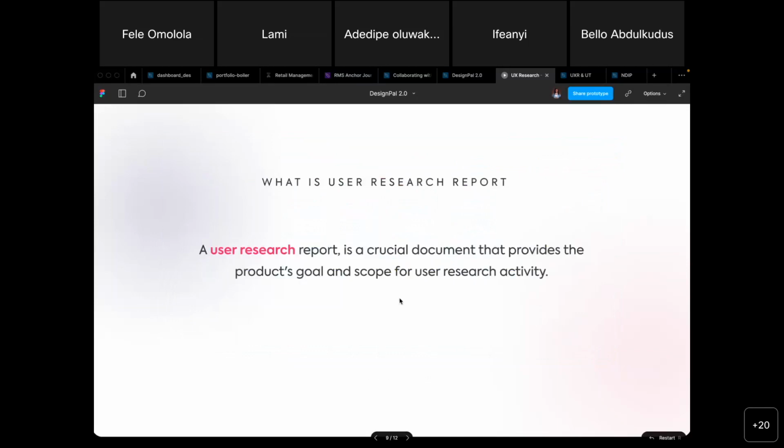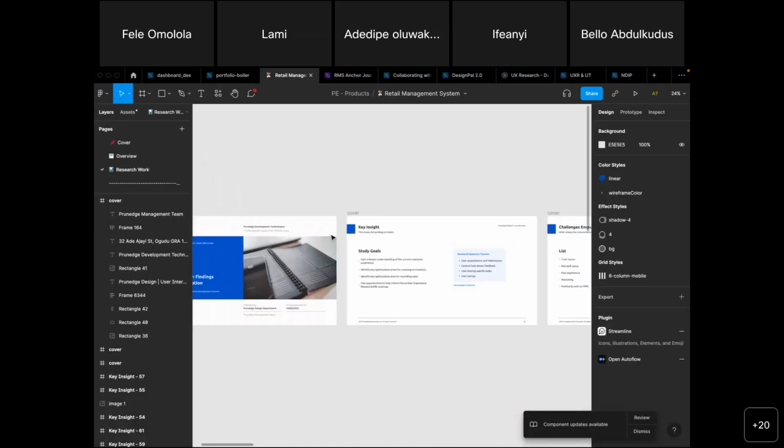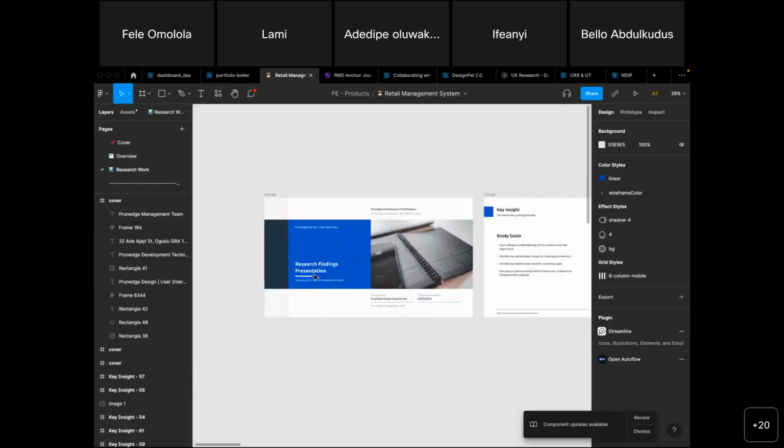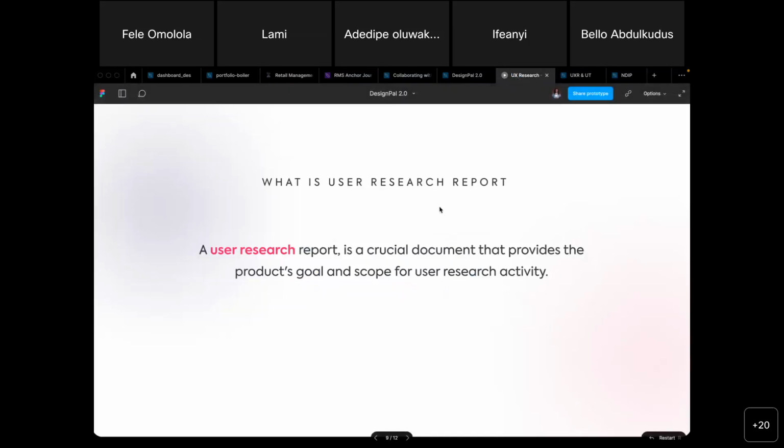User research reports. When it comes to user research reports, okay, a user research report is a crucial document that provides the product goals and scope of a research activity. So I hope you remember what I showed you guys here. Basically, this is a report, which is the same thing as findings. What this means is what I've been able to do on my research, which is my field studies, right? So the feedback, the goals, the pain points users faced. That is all what comprises your user research reports.